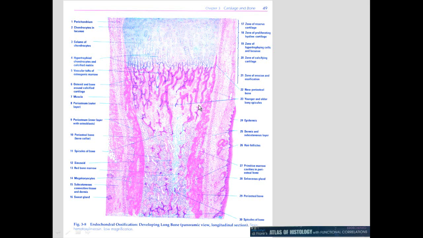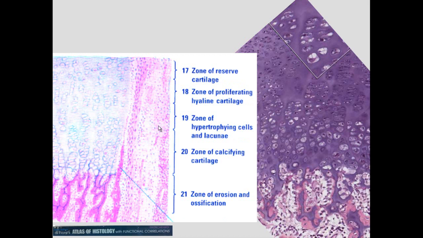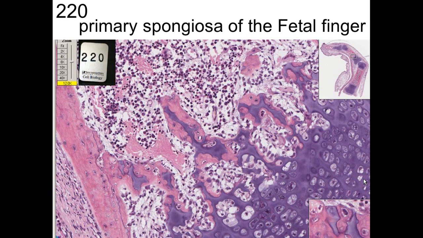So we have cartilage, bone, bone spicules, bone marrow here. This is where you would have compact bone on either side there. If we look at those in one of the specimens, we can see the zone of reserve, zone of proliferation, zone of hypertrophy where the cells increase in size, zone of calcification, and then the zone of erosion is what happens.